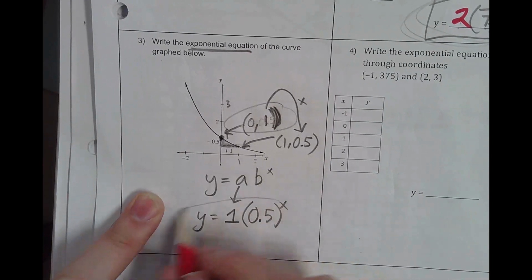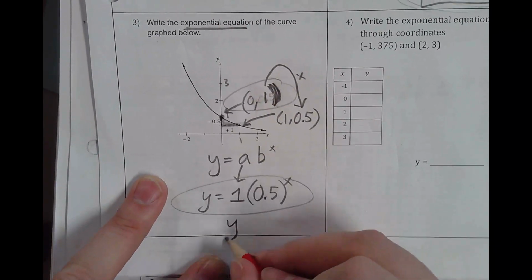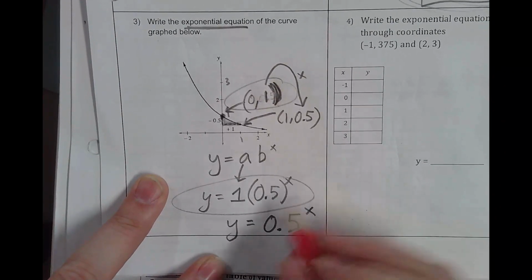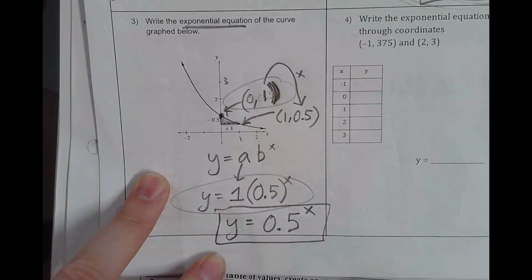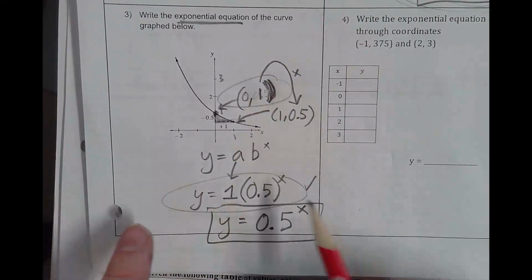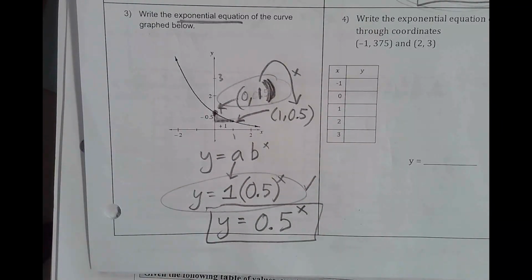Now, really quickly, does that 1 ever do anything for us? No. So then we know our final equation does not need to have the 1 there. That would be the correct answer. If you did write it like this, this is okay. It's just that the 1 really is not necessary to be there since it's just multiplication by 1.